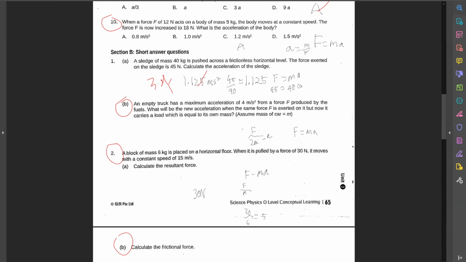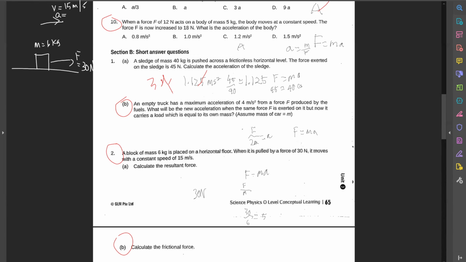Question 2, for now, I think you may know how to do the question already. So as usual, I'll just draw it out. So a block of mass 6 kilograms. The key to all these questions is to draw. Then it's pulled by a 30 Newton force. Then it moves with constant speed of 15 meters per second. So speed is 15 meters per second.